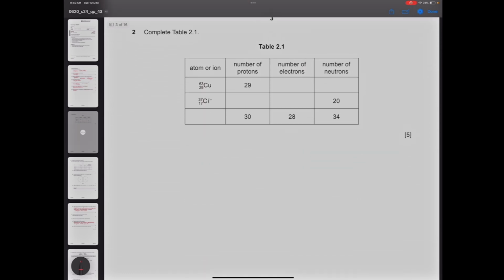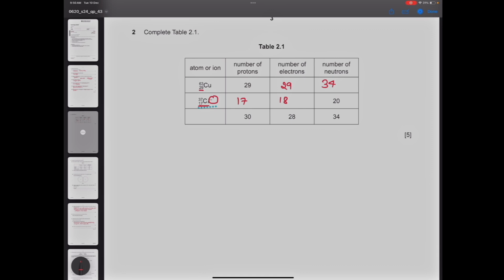Now, question number 2. Complete table 2.1. So it's a fairly simple question. Number of electrons, if it is an atom, will be the same as number of protons, 29. And the number of neutrons will be 63 minus 29, which is 34. Now, next part. This is not an atom, it's an anion, a negative ion. So protons will not be the same as electrons. Protons will be 17, but since there is a charge of negative 1, and negative means excess of electrons, it's only negative 1, so the electrons will be 18.